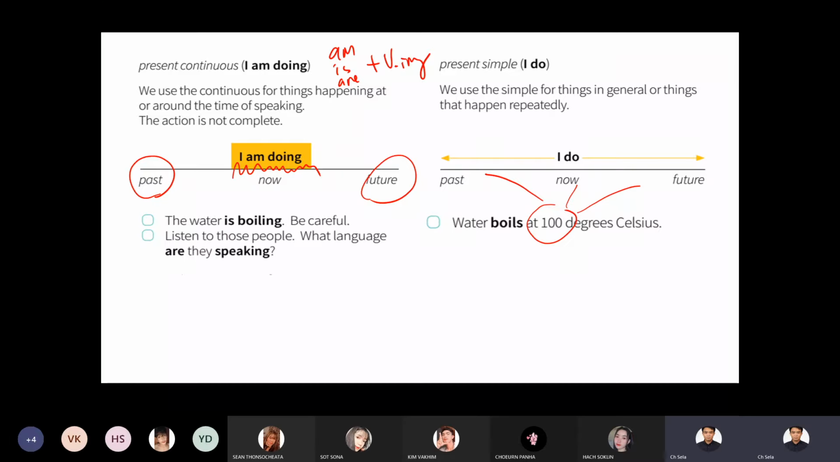Listen to those people. What language are they speaking? You walk to the market, for example, and you hear a group of people talking to each other. So you listen to those people. What language are they speaking? Excuse me, do you speak English?